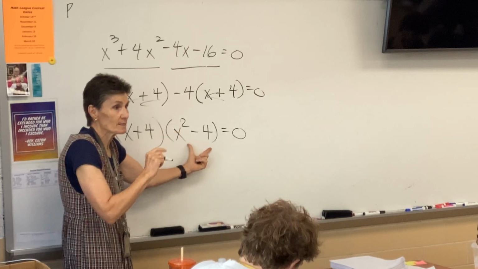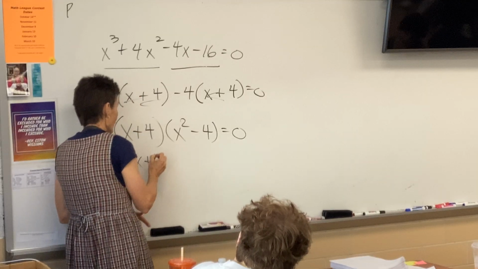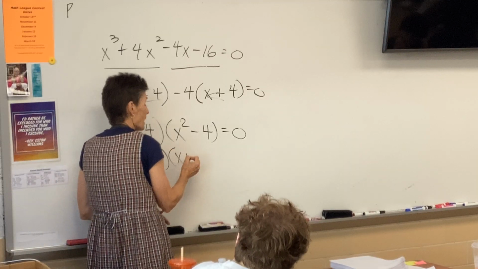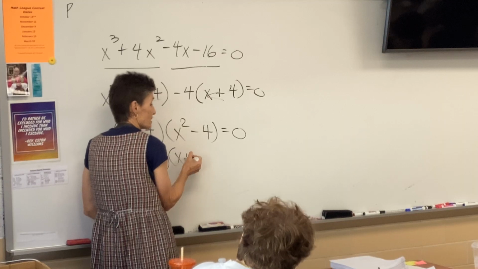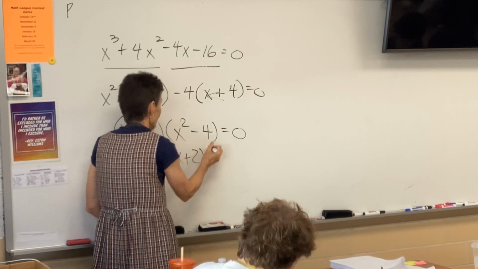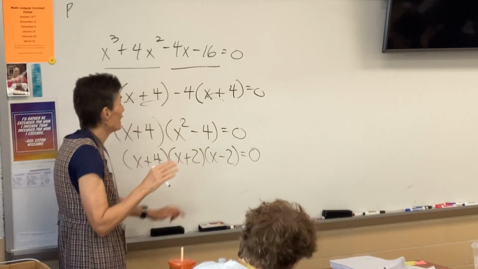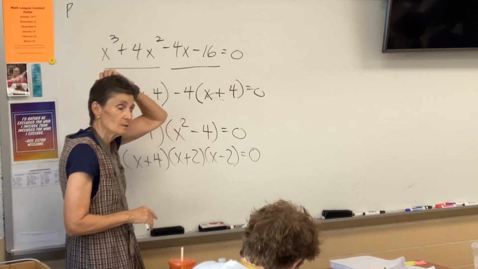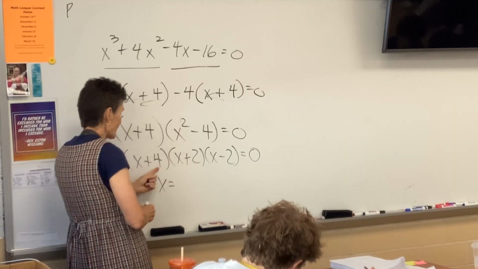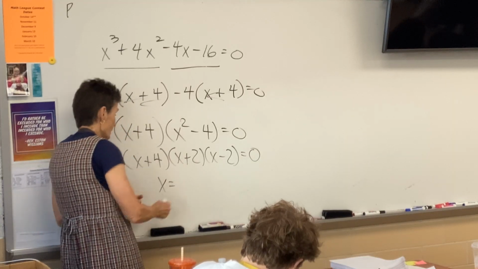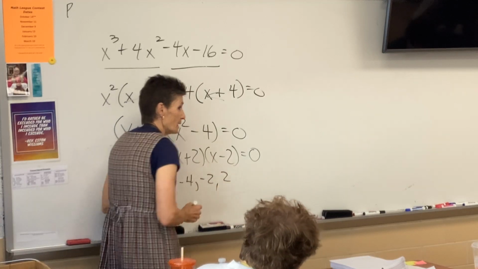It's the difference of squares. So it can be written as x how? X plus 2, x minus 2. Now no number line, this is an equals. No number line, we'll just write down our answers. What are our answers? X equals negative 4, negative 2, and 2.